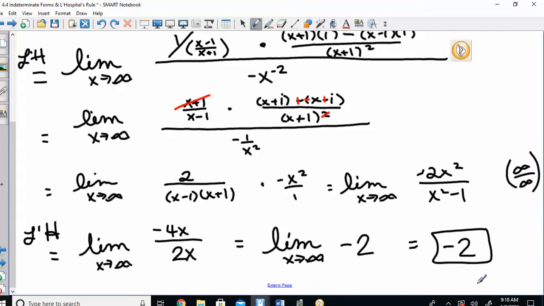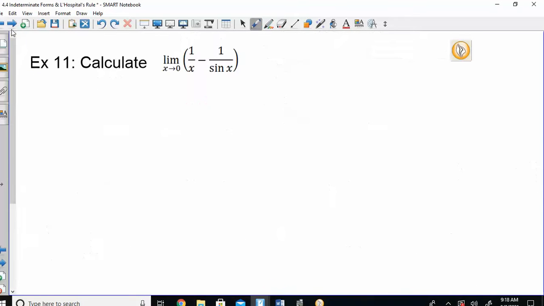A lot of work there. But that one just kind of really illustrates there is no way we could have looked at the beginning problem, the infinity times 0, and known we were going to get negative 2 there. So you can't just look at those and make a guess. Alright. Let's try some more. Let's do example 11.